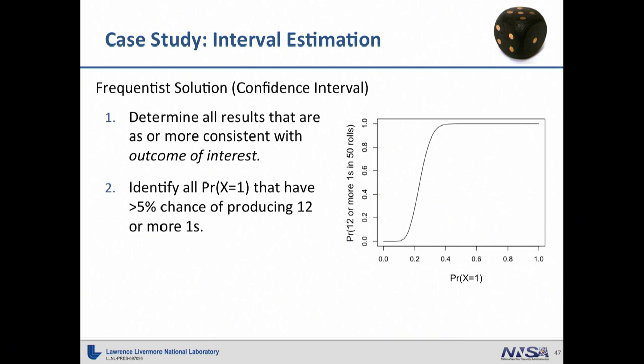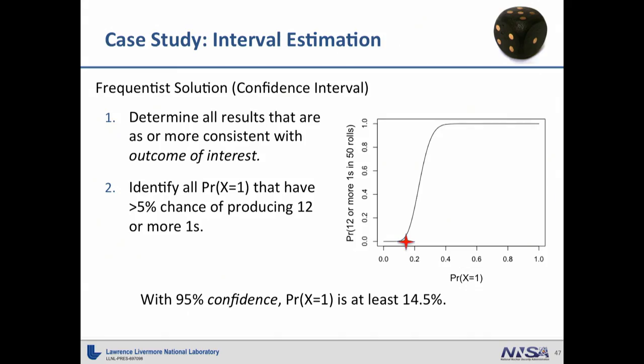That is not a probability distribution. That is just a probability calculated for a bunch of different values of theta, which is varying over the x-axis. I'm going to identify all of the probabilities up there that have less than a 5% chance of producing 12 or more ones, and I'm going to boot those out of my interval. And the reasoning behind that is because if I really had a probability that small, I don't think I would have gotten the data that I actually saw, which was exactly 12 ones. And then I can say, with 95% confidence, the probability of rolling a 1 is at least 14.5%.